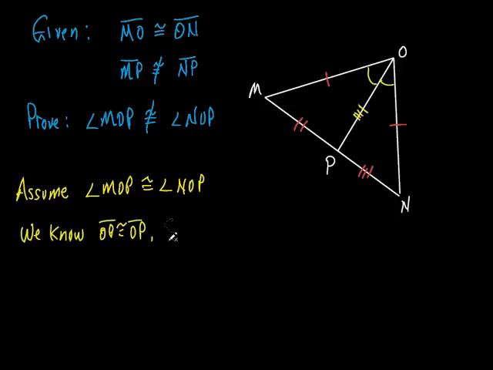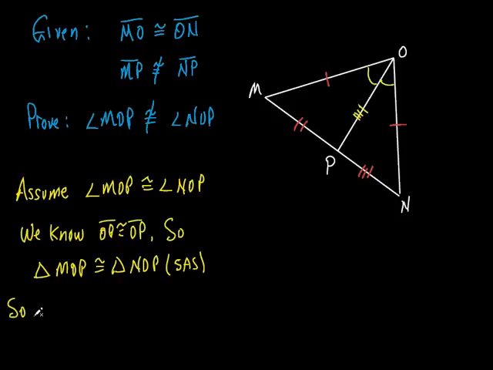So what can we say? We can say that triangle MOP is congruent to triangle NOP. And what's my reason? It would be side, angle, side. By knowing that information, assuming that these two angles are equal to each other, that's what we have to do. If we assume they're equal, I can say that these two triangles are congruent because of side, angle, side. So if they're congruent to each other, that means the corresponding parts have to be equal.